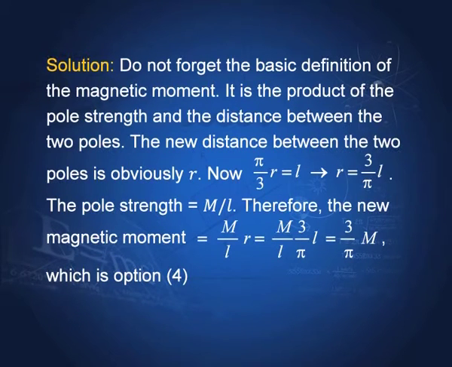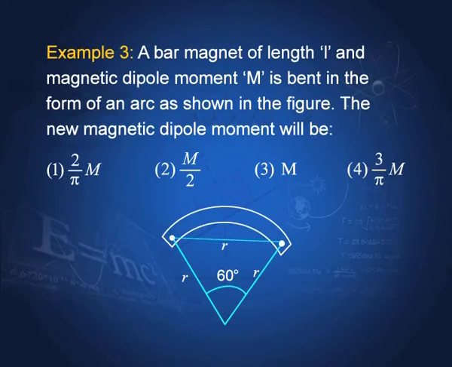The earlier pole strength was M by L, because the magnetic moment M is L times the pole strength. Therefore, the new magnetic moment is the pole strength into the new distance between the two poles, which is now r. Substituting the value of r, we get 3 by pi into capital M, which is option 4 in the list above.